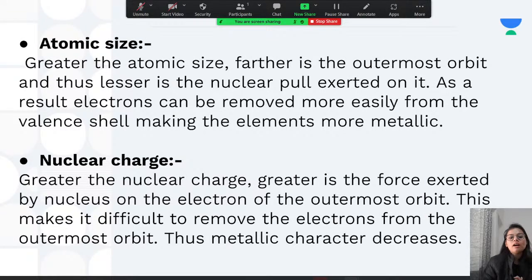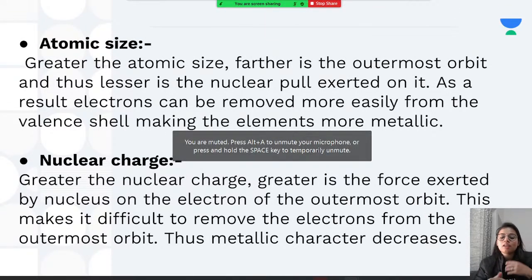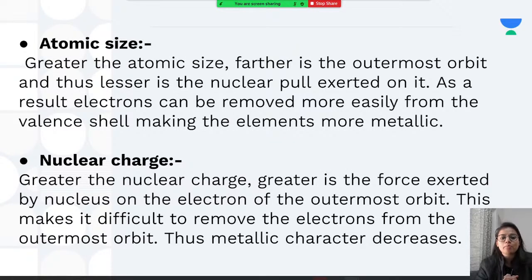So as we increase the size of the atom, as the number of shells increases, the nuclear pull exerted becomes less. And as the pull is less, the electrons can be readily removed from the valence shell. And the more easily any atom loses electrons, the more metallic character it possesses. So that is the atomic size relation.